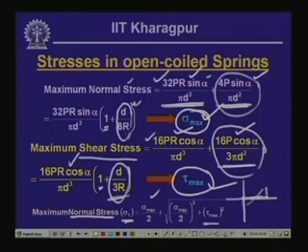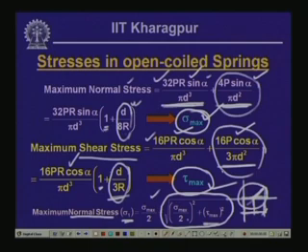Then if we join them together, we get this as sigma by 2, and the radius is root of sigma by 2 square plus tau square, and this will give us the value of sigma 1, and this particular part is the maximum shear stress. So, the total is the maximum normal stress, and this under-root part is the maximum shear stress that will be generated in the spring wire.